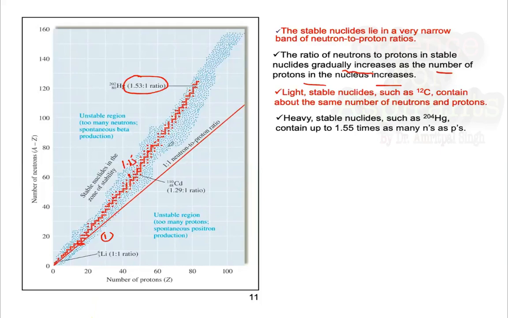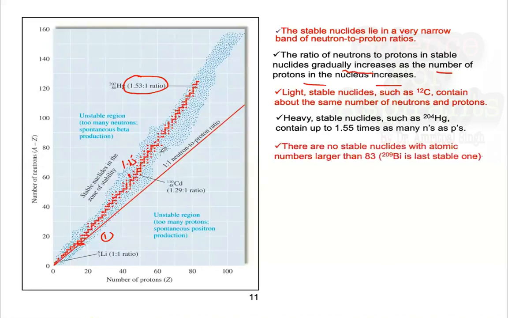Now if we are increasing the number of protons, the electrostatic force of repulsion between these protons becomes too high. In order to cancel those electrostatic Coulomb repulsions, we need to add extra neutrons so that we can keep that particular atom or nucleus in a stable form. So there are no stable nuclei which exist whose atomic number is greater than 83.